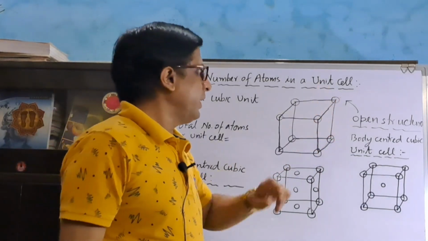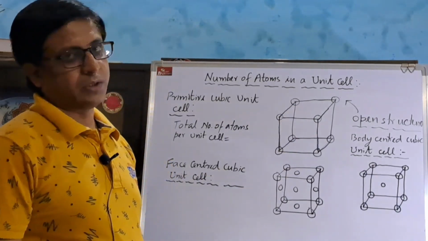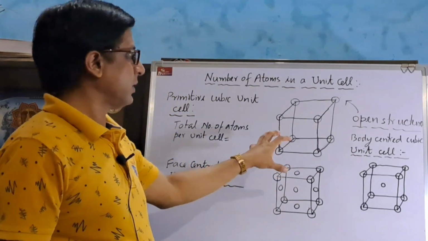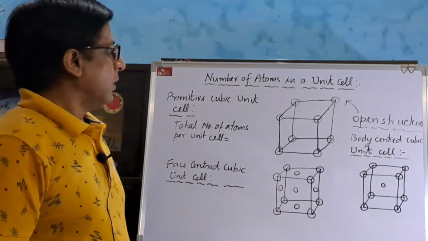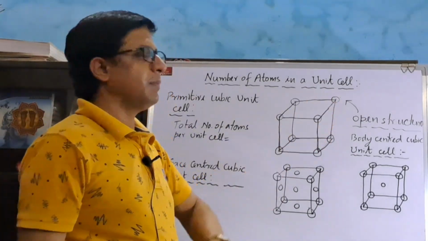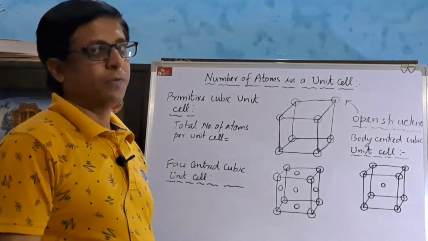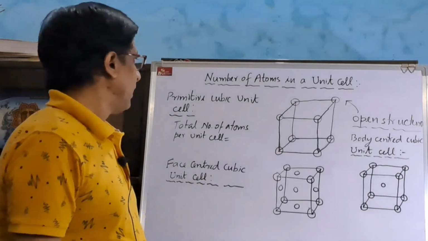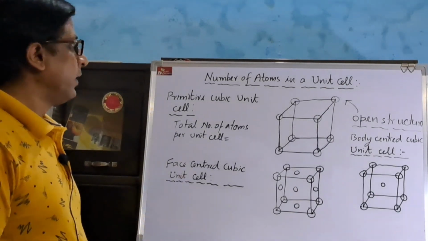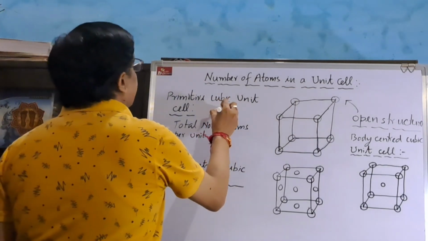Here we represent the atoms by small spheres, which are not the actual size of the atom. This structure is known as open structure. Now in a crystal lattice we can easily see that each corner atom is shared by 8 neighboring unit cells. Therefore the contribution of each corner atom to a particular unit cell is 1 by 8.